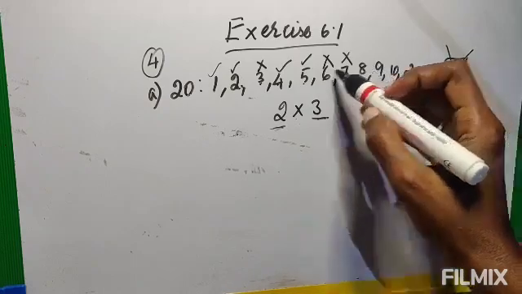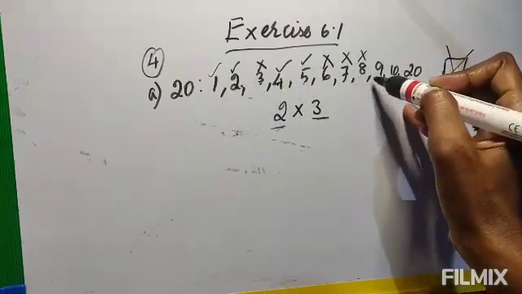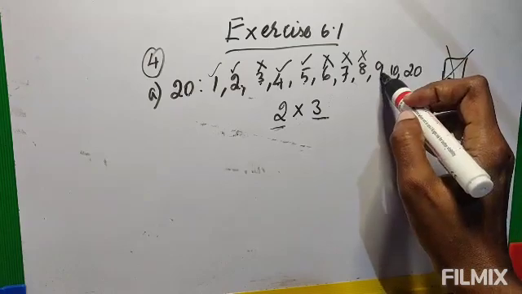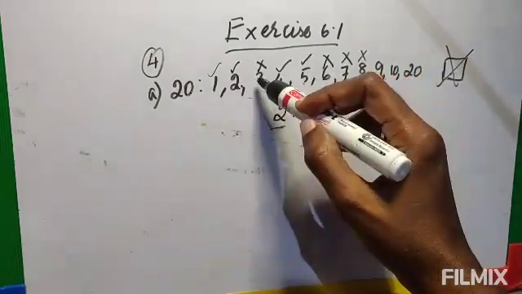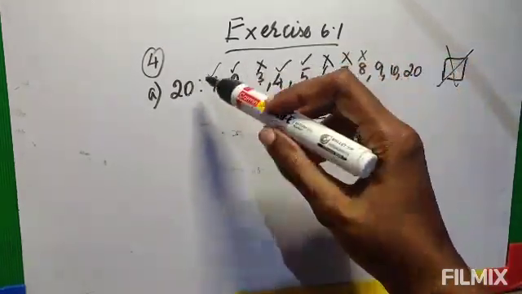Okay, so in the 8 table 20 doesn't come, so 8 is not a factor of 20. Again 9. For 9, same thing, only the sum of the digits you have to find, like we found for 3.